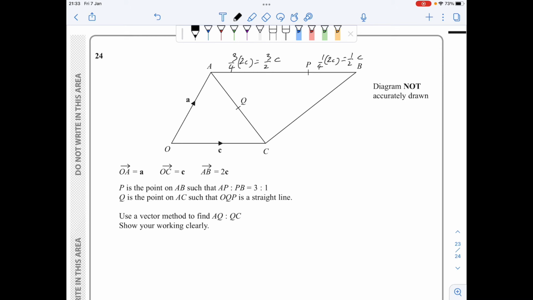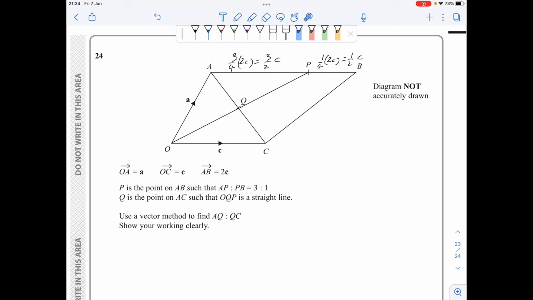I'm also given that OQP is a straight line, and I need to find the ratio AQ to QC. Know that Q divides the lines OP and the line AC. Now, usually what we do here is we put a letter ratio, and we're trying to find these letters.